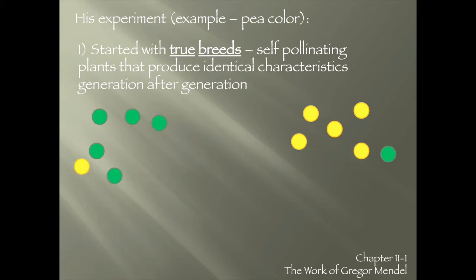And if by chance one showed up with the wrong characteristic, he would ultimately remove those plants and probably the parents of those plants, and he kept breeding them until he was absolutely positive that this batch over here was genetically pure green and this batch over here was genetically pure yellow. And he coined this the P generation, or the pure or the parental generation.